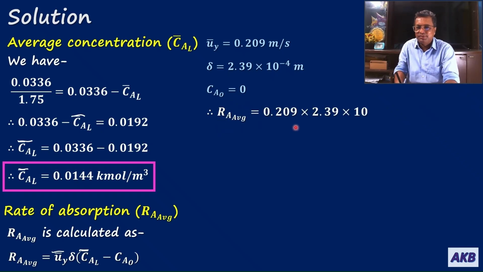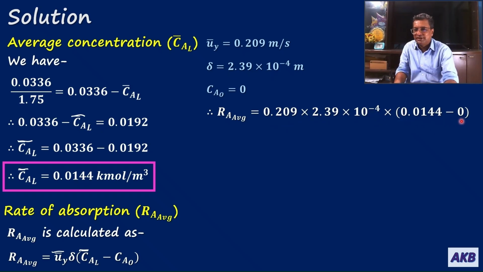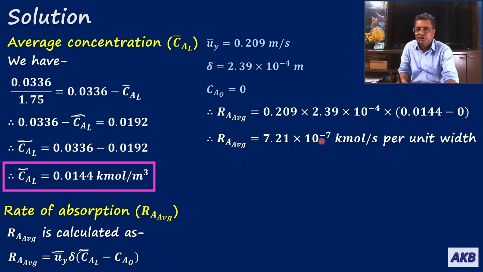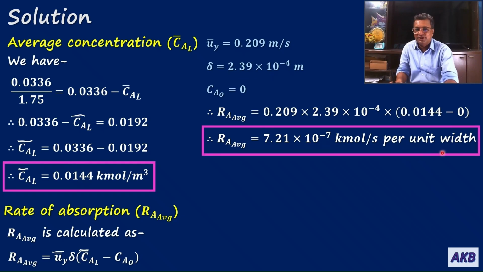Therefore, RA average will be 0.209 into 2.39 into 10 to the power minus 4 into 0.0144 minus 0. So all values I have used. So that gives me RA average as 7.21 into 10 to the power minus 7 kilomole per second per meter width. So in this way we get the rate of absorption, that is RA average in kilomole per second.